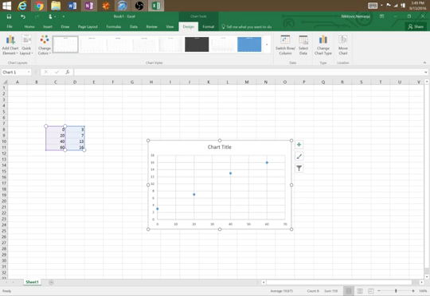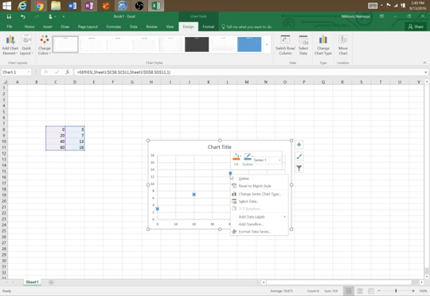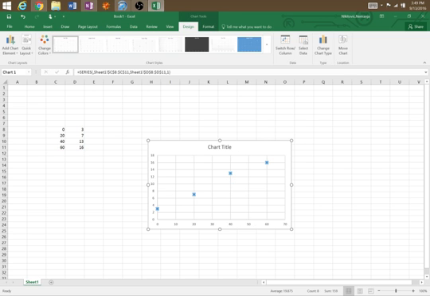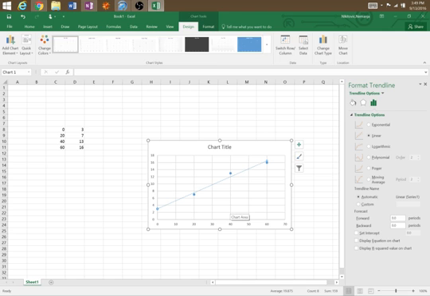And now here is how you find the equation, the best fit of the equation. You right-click on any of the dots. Pick one dot, doesn't matter which one, and right-click on it. It will say, second to last, add trend line. So you click there, and it opens the new menu on the right.